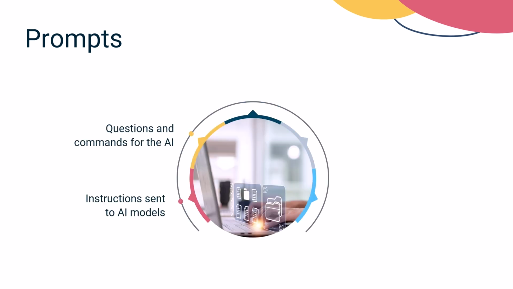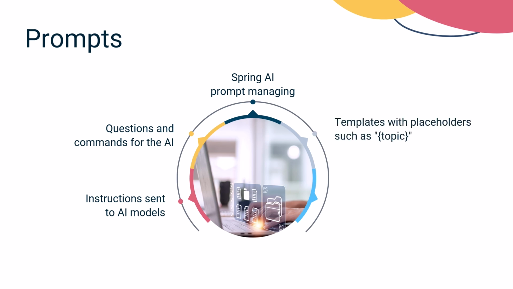Think of prompts as the questions or commands you give to the AI. The quality and clarity of your prompts greatly influence the results you get. Spring AI helps you manage and organize these prompts effectively. You can create template prompts with placeholders, such as topic, which gets replaced with actual values when used.